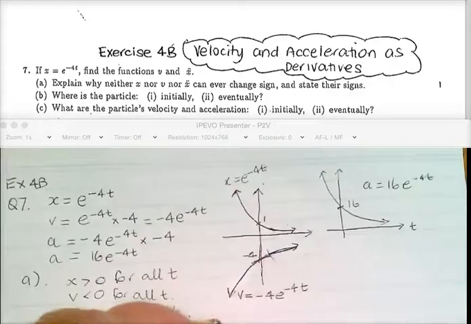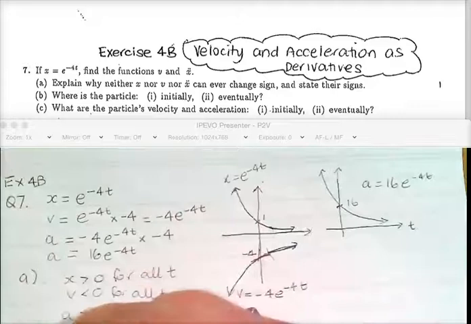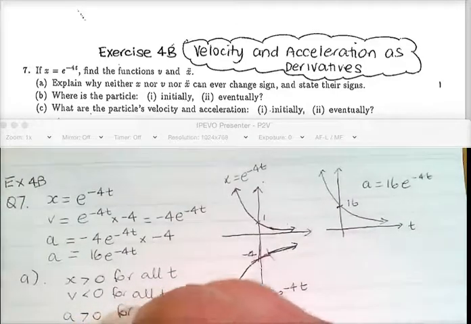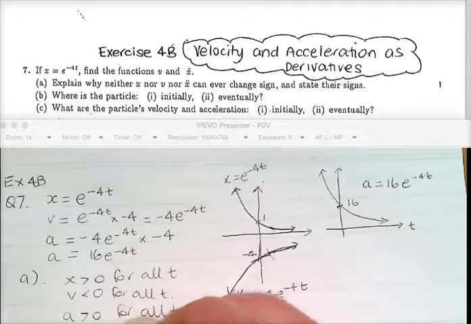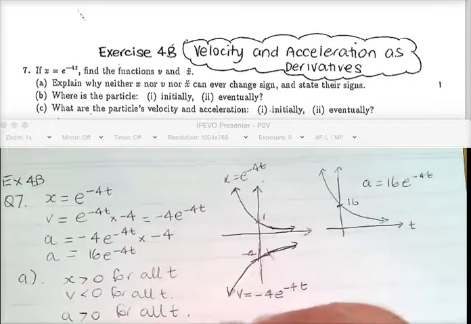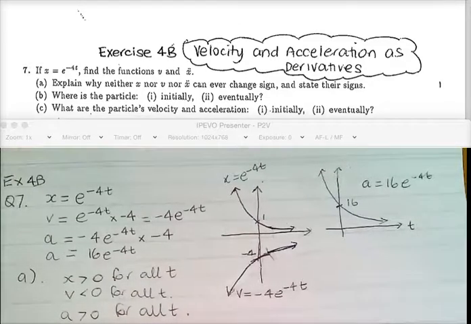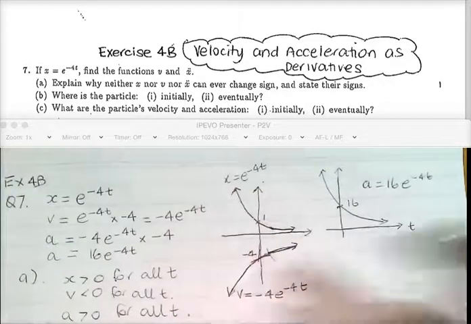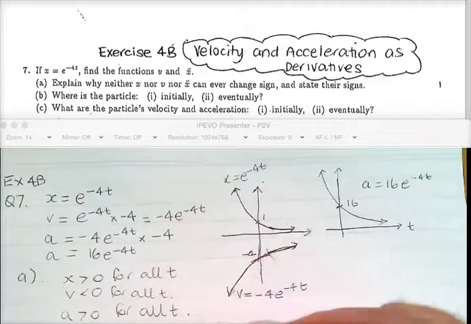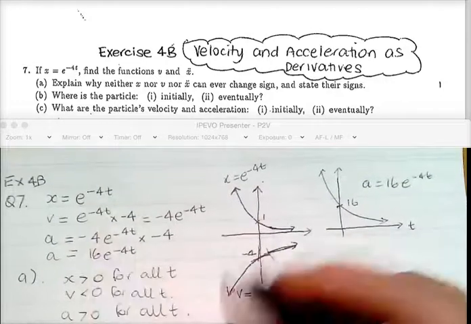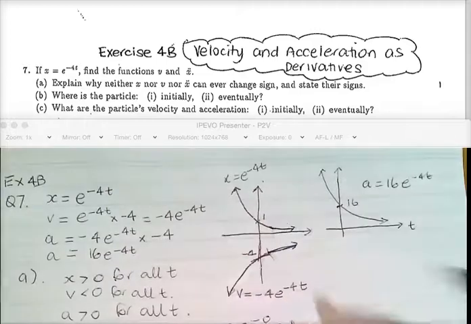Part B, these are fairly, again, straightforward. Where is the particle initially? Initially is when t equals 0, and eventually is as t approaches infinity. Now, initially is when t equals 0, so where is the particle? They're asking the position, so x. When t is 0, x is 1. You can just put it in here. It's x equals e to the negative 4 times 0, e to the 0 is 1.